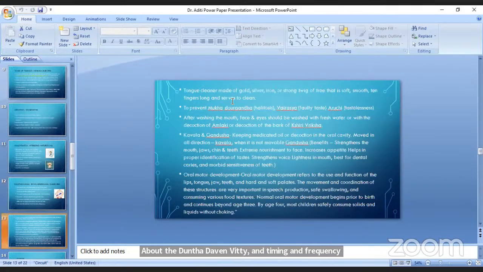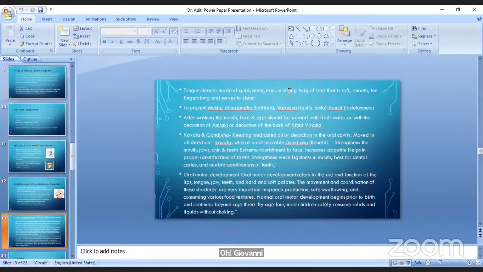Jivanilekhan, tongue cleaning. The tongue cleaner should be made of gold, silver, iron, or a strong twig of a tree that is soft, smooth, 10 fingers long, and serves to clean. Kavala and Gandush are not indicated in children, but toddler children can be advised to have Gandush and Kavala after the oromotor development happens.